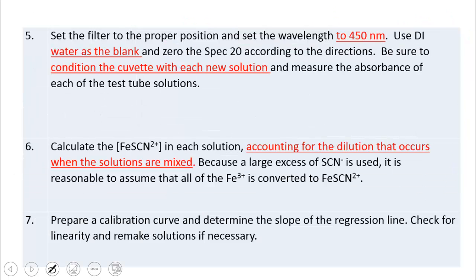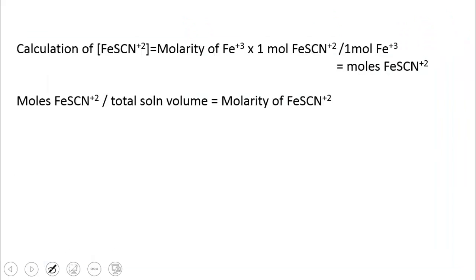So on the next slide here, I'll show you how to calculate that, because you can do that before coming to lab and set that up in a table. Make sure before you come to lab that you set up your lab so that you have a table of data. So test tubes 1 through 5, under calibration curve, you have a place to measure their absorbance, and then of course your thiocyanate complex concentration.